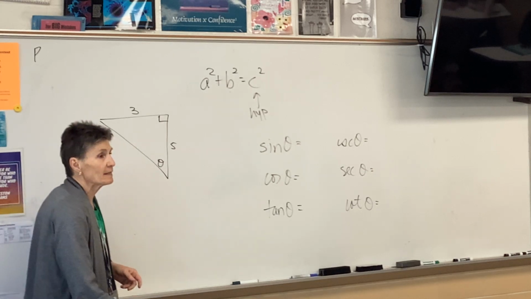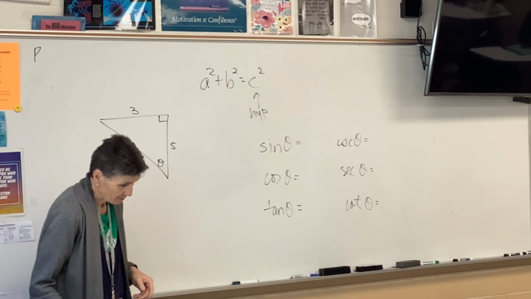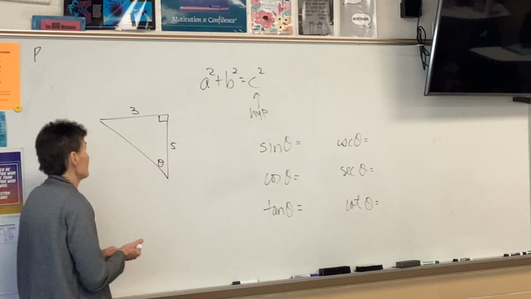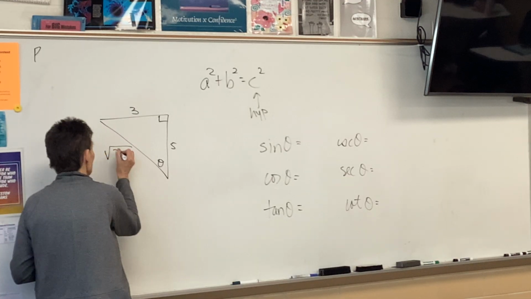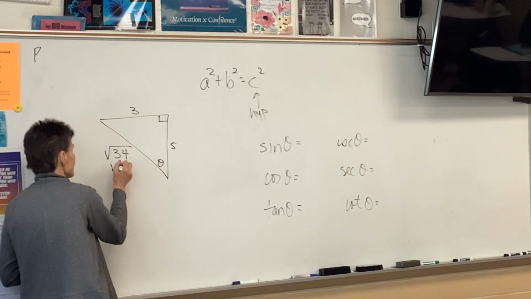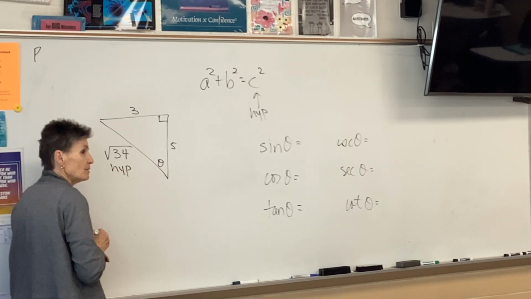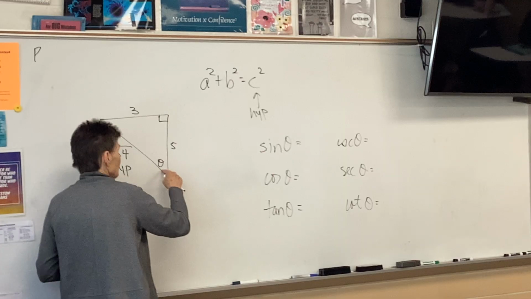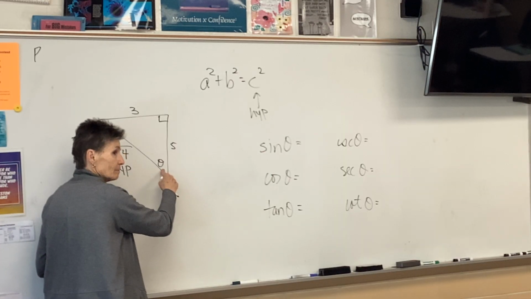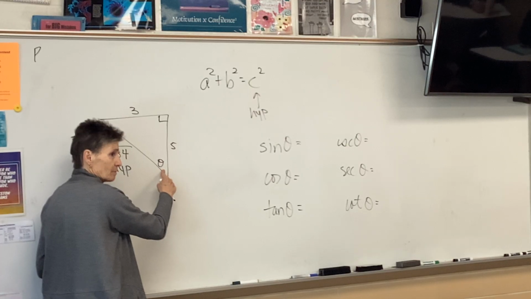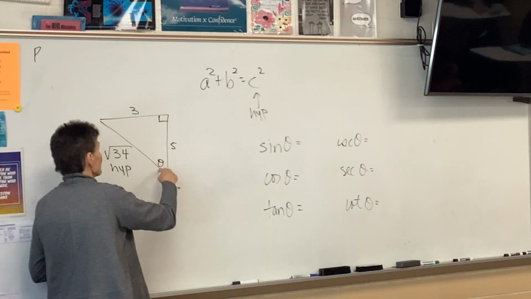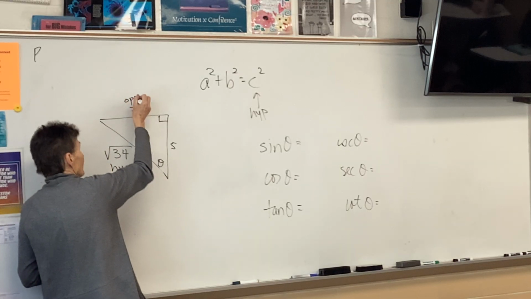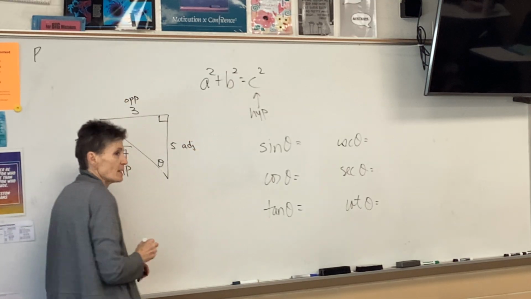Were you able to find the missing side? Okay, what did you come up with for the missing side? Square root of 34. Perfect. And it is the hypotenuse. With regard to this angle, this is the opposite and this is the adjacent. Everybody agree?